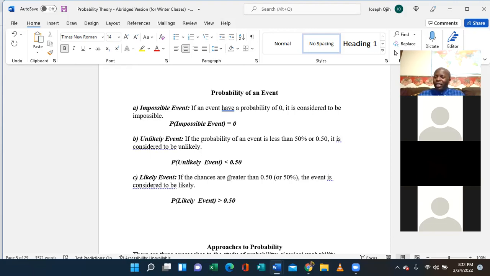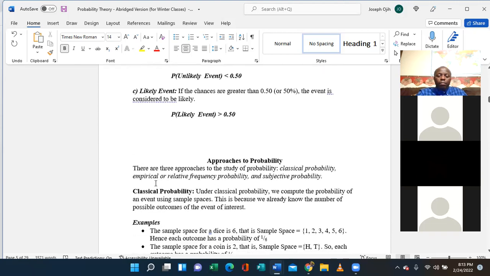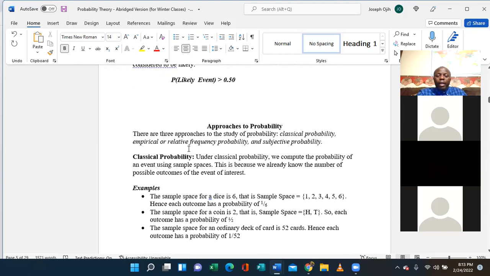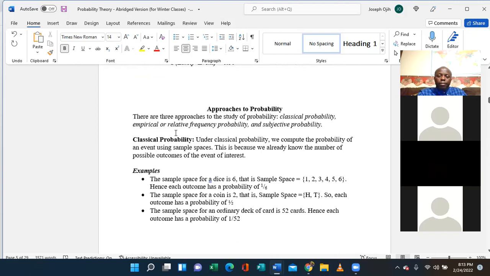by chance, luck. Now, likely events have more than 50%, or 0.5, chance, so they're likely to happen. For example, the likelihood that you get a job after you get a degree is more than 50%. It may not be 90%, but it's more than 50% since you are educated. Now, we can look at the different ways we approach probability.